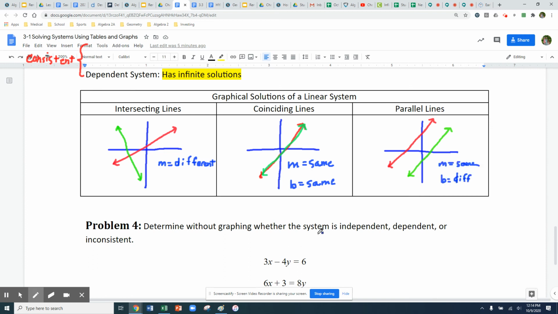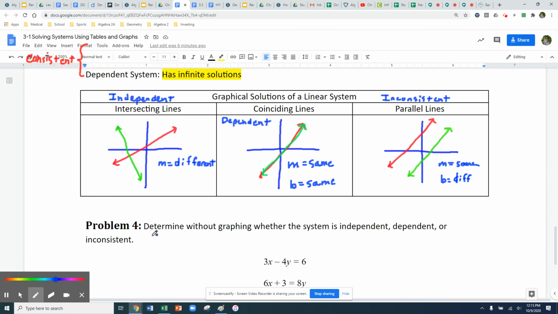And lastly, to have parallel lines, which will produce an inconsistent system, is when the slope is the same, but the y-intercept is different. So the lines are starting at different positions on the y-axis, but with their slopes being the same, they can never catch up to each other. They will never intersect. They will be parallel.